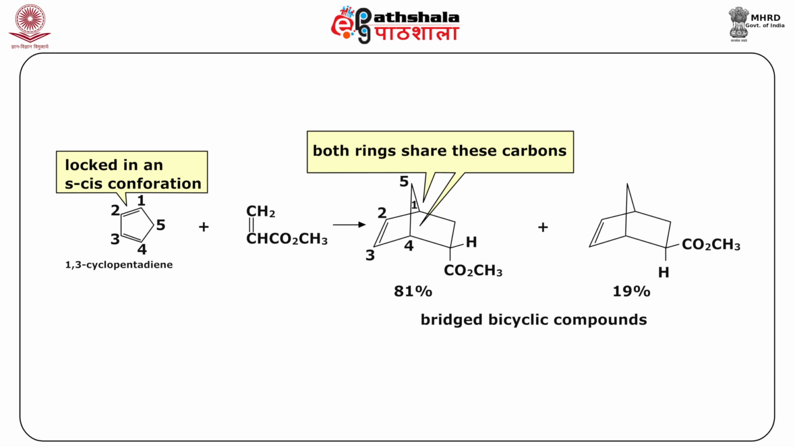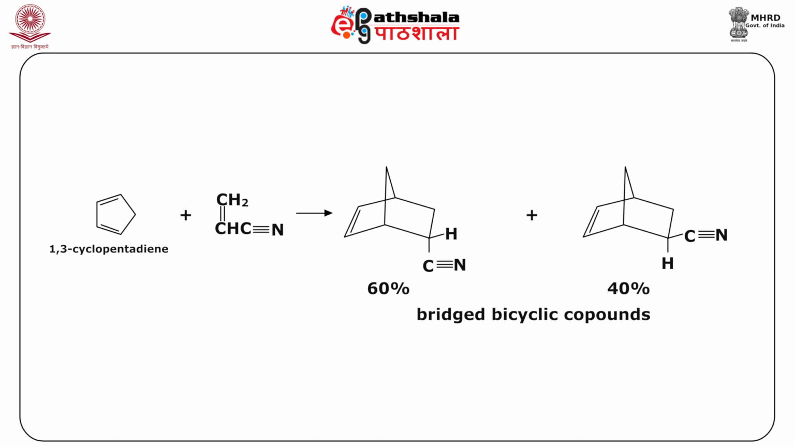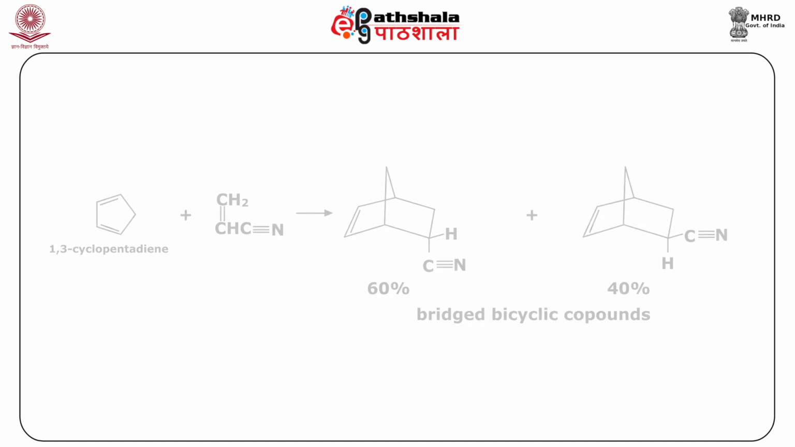Both these rings share one carbon atom, leading to the formation of two isomers, one in the cis and the other in the trans position. Similarly, 1,3-cyclopentadiene is also seen to react with propenenitrile, forming two isomeric bridged bicyclic compounds. The formed bridged bicyclic compounds give major and minor products based upon stability.